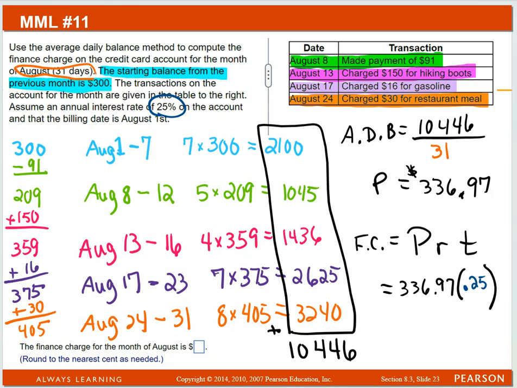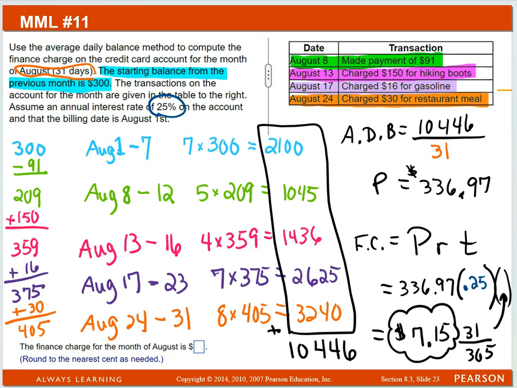And then here's the other fun part. I didn't leave much room for this. You also have to multiply this times time. And right in here in this parentheses, there are 31 days out of 365 in a year. So take those 3 numbers and multiply them together, and that will be your finance charge. And to the nearest cent, it's $7.15. And that goes in that box right there.